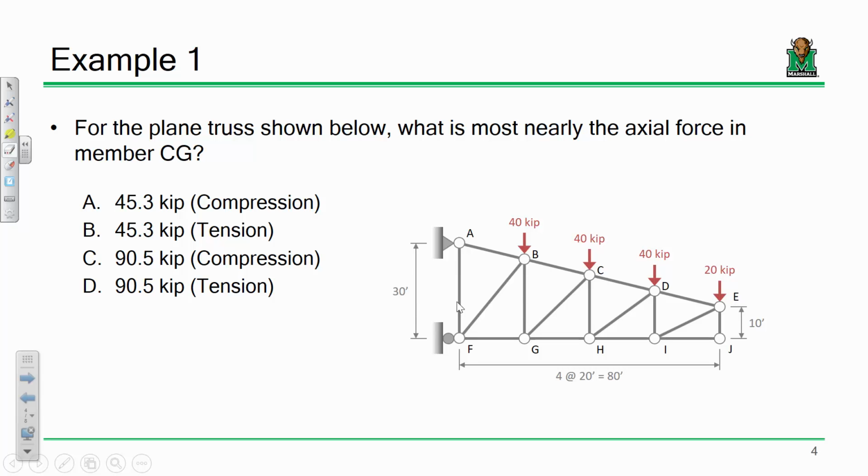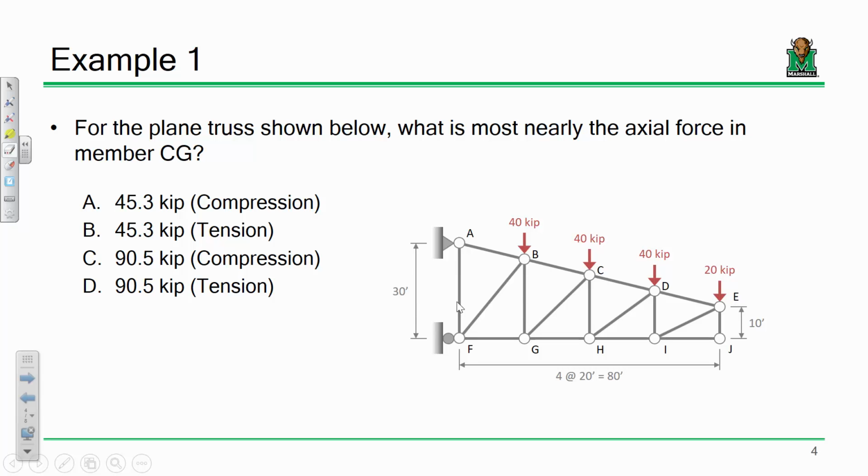Now, when I cut a section, answer me this, would I look to the left or look to the right? Now, why are you saying, I hear a couple people saying right. Somebody tell me why. Because of the reactions, exactly right. If I cut a section and I look to the right, I don't have to deal with the support reactions at point A and point F. So I don't have to solve for them. All I have to do is cut a section, look to the right, and that's it. There's nothing else that needs to be done.